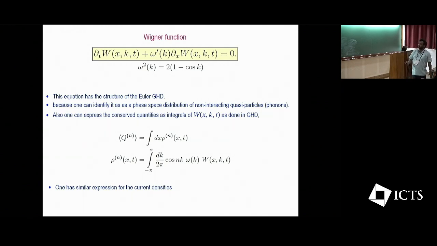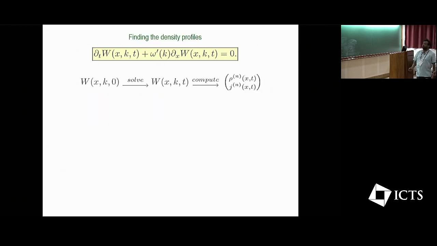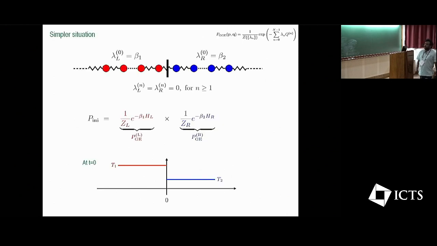In this case, these are phonons, and one could also express all the conserved quantities in terms of integrals of this distribution. So what we do, from the initial statistical state, you can compute this and solve it and compute this. This is the simple procedure by which we compute these profiles.